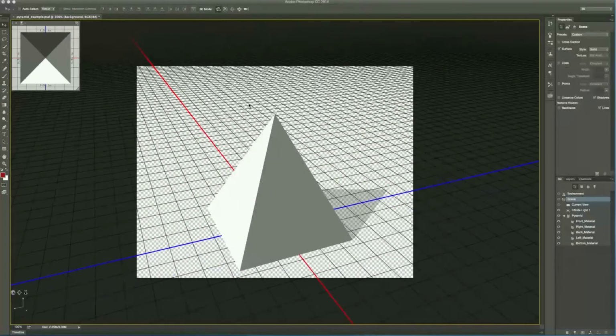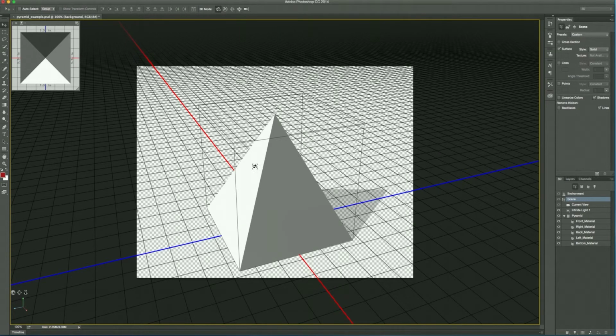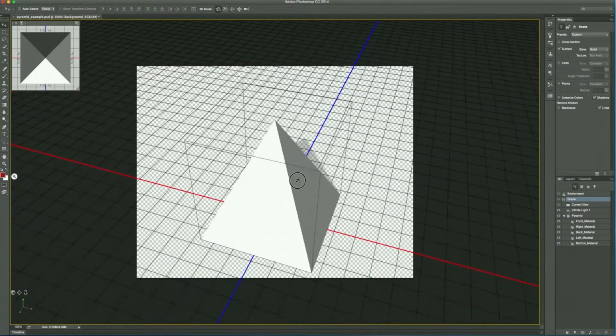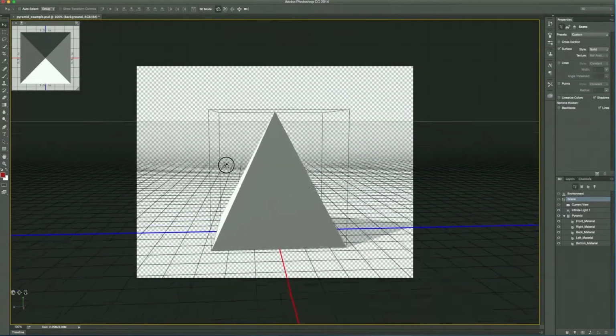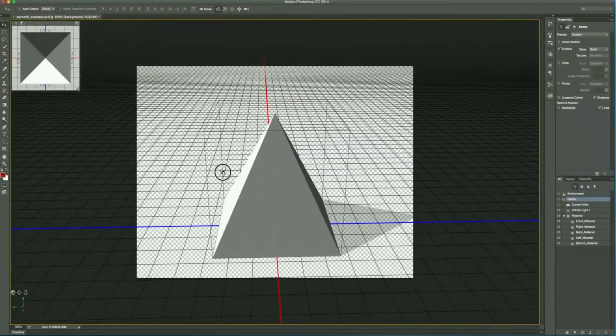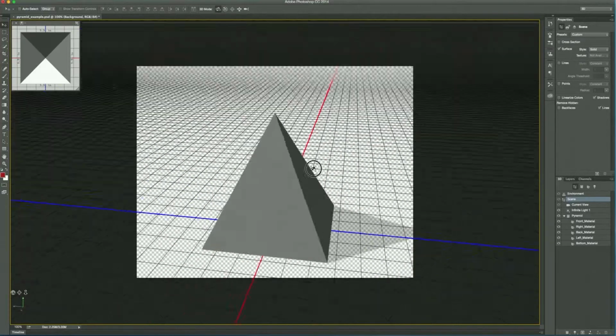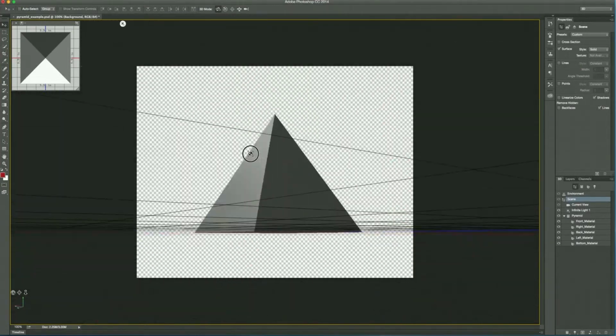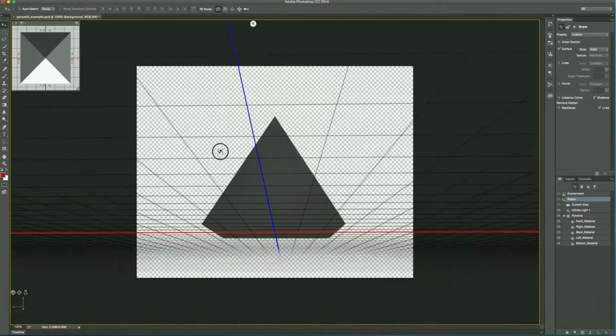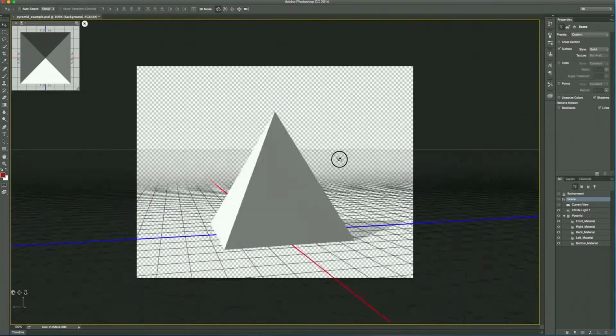The first option is orbit. With orbit, you can move around the object on the X or Y axis. It's like you're in an airplane moving around a really big pyramid. You can look under or over or all the way around.